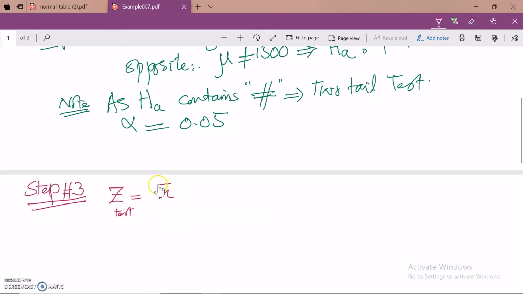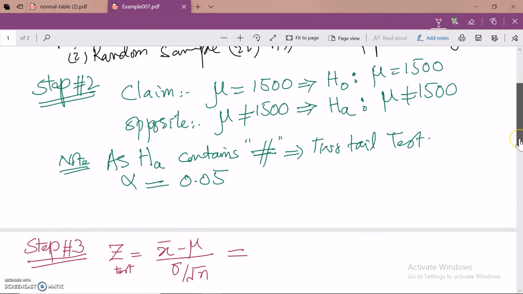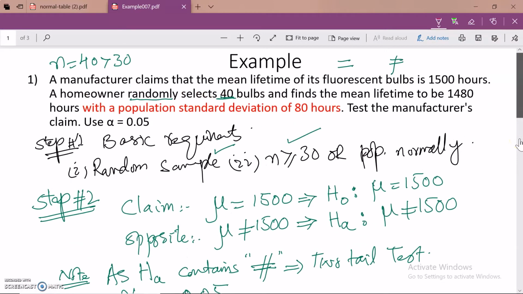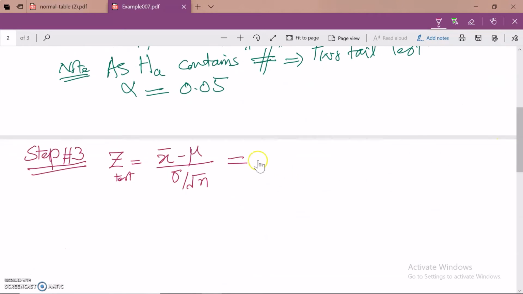It has a formula: x bar minus mu divided by sigma over the square root of the sample size. Now that we have all these values, we can plug in and compute the standardized test statistic, right? Let's see what the values are. The sample mean is 1480, so it's 1480 minus mu, which is 1500.